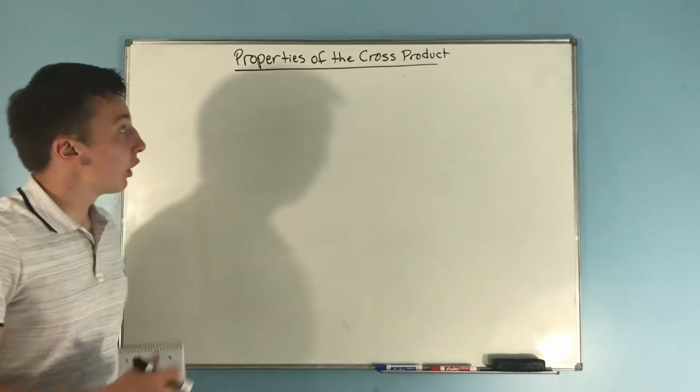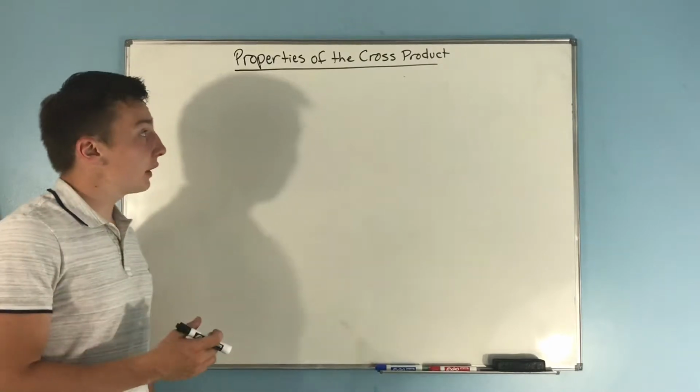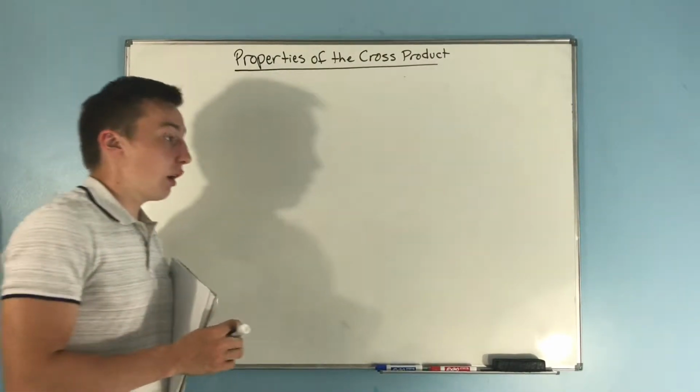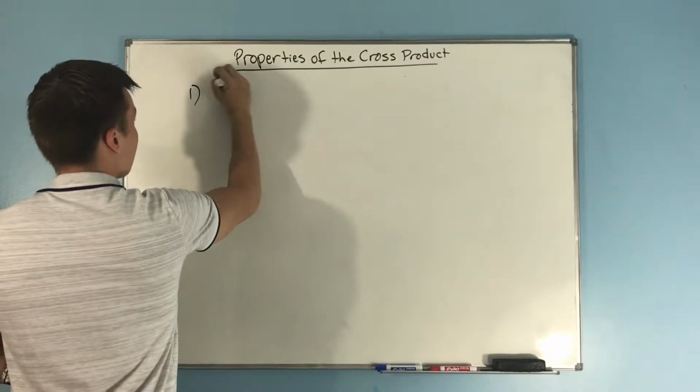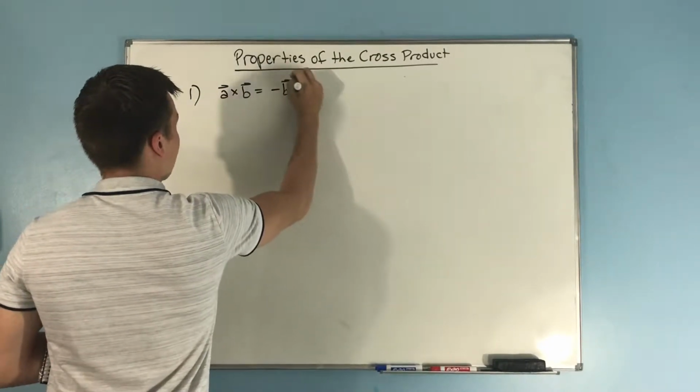Alright, so in this video, we're going to be talking about the properties of the cross product, okay? Now, the properties of the cross product differ slightly from the properties of the dot product. One major one is that A cross B equals negative B cross A.